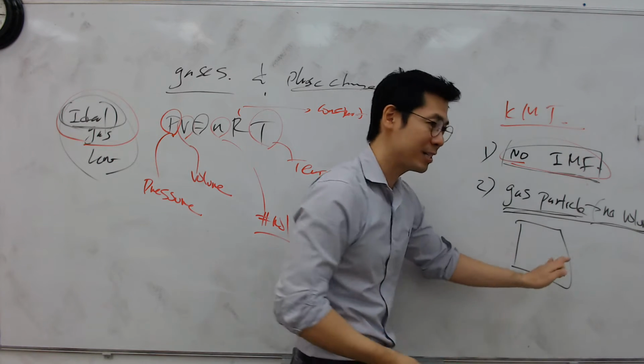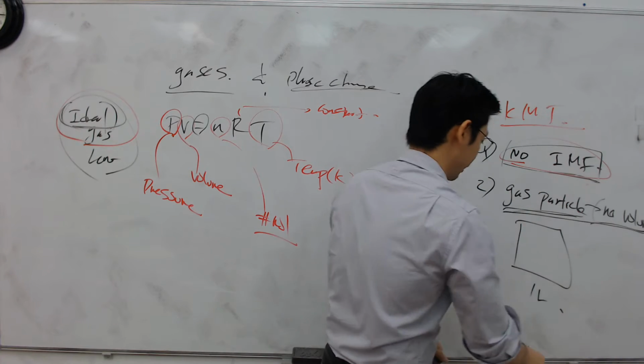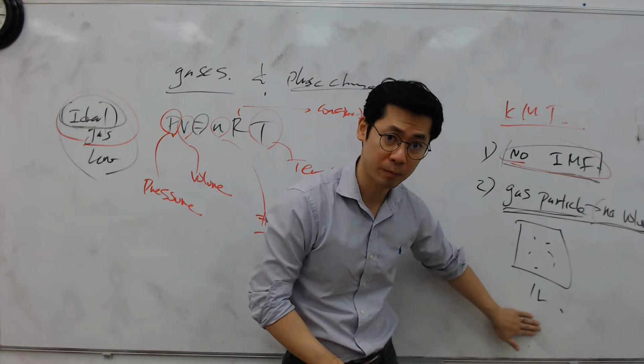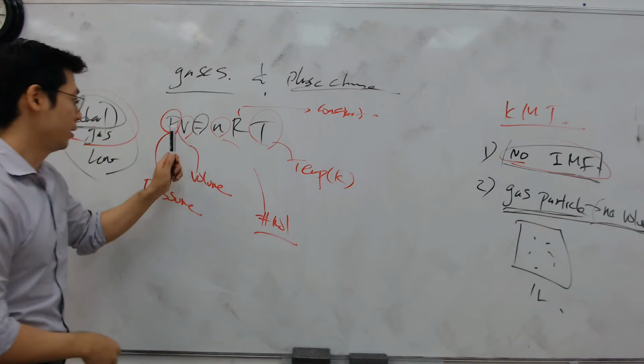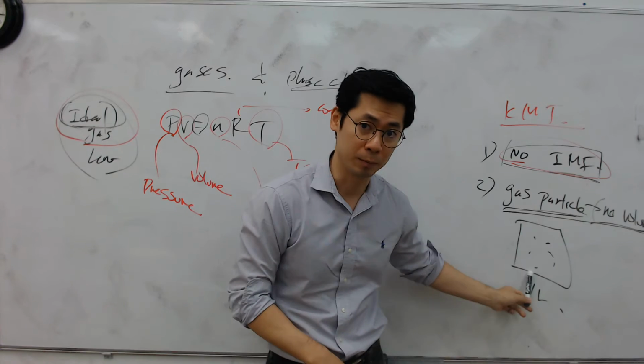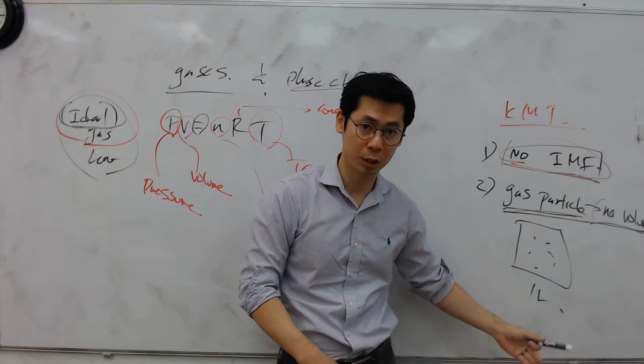Which means the volume of the container is the volume of the gas. If the container is 1 liter, the gas volume is 1 liter. V represents the volume of the gas, so the volume of the gas depends on the container volume. If the container is 2 liters, the volume is 2 liters. If the container is 3 liters, the volume of the gas is 3 liters.